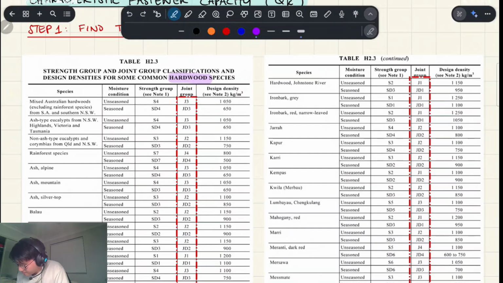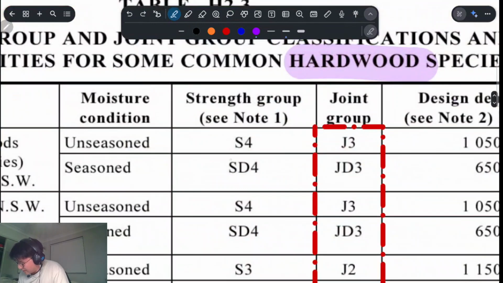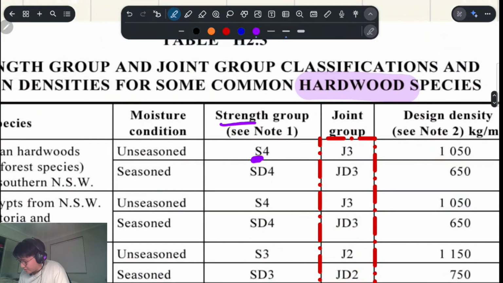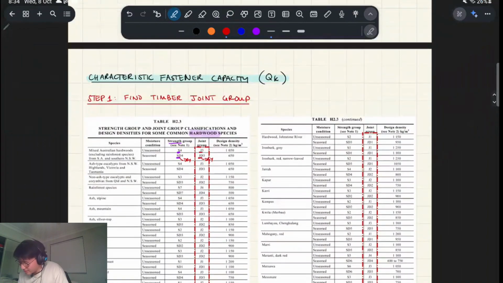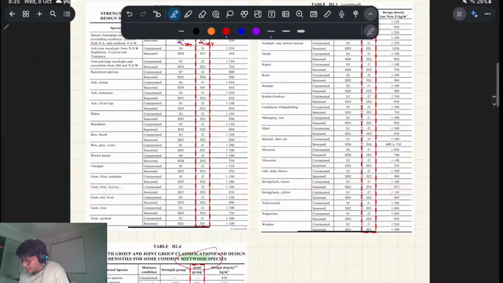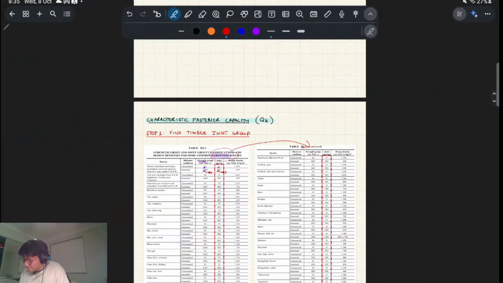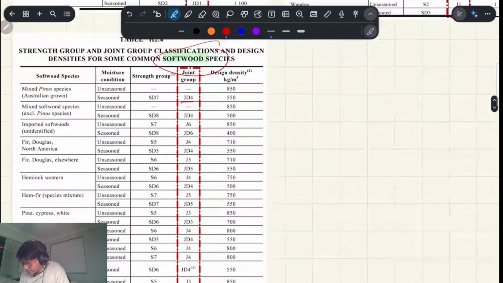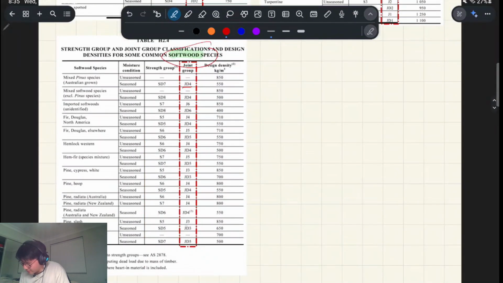So how the coding works is S is the strength group, and SD is strength dry. The D stands for dry, and that's when it's seasoned. But in our case, instead of S, we're going to be talking about J, which is the joint group, and JD is joint group dry. And if we look at this, this is for hardwood species and softwood species in a different table. This is also hardwood, by the way. All of the softwoods are like J4. Oh, sorry, there's a few that are 3.